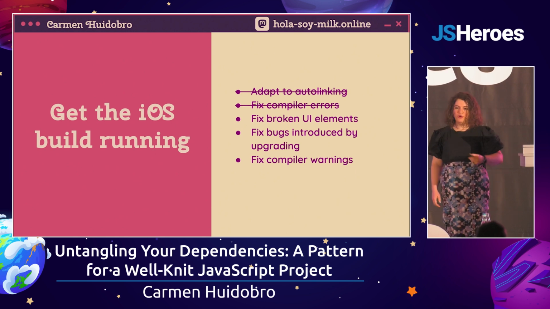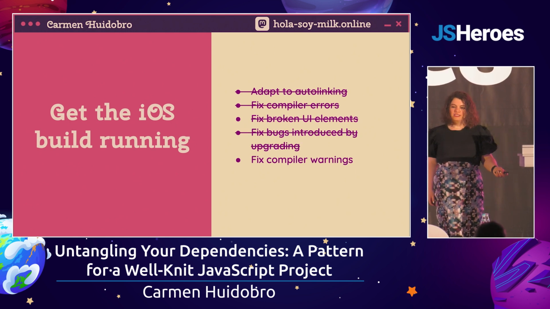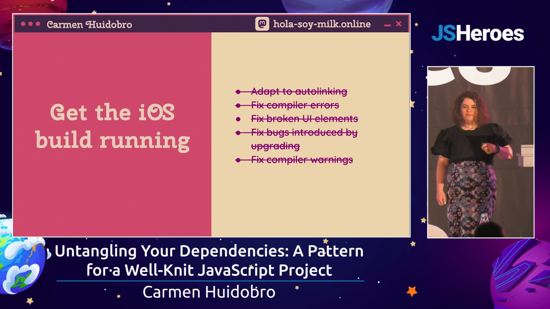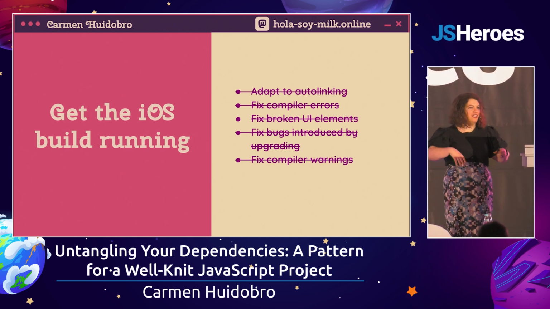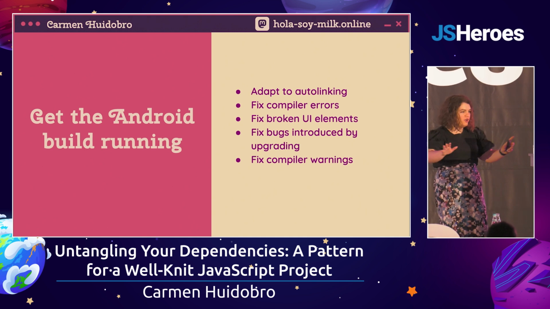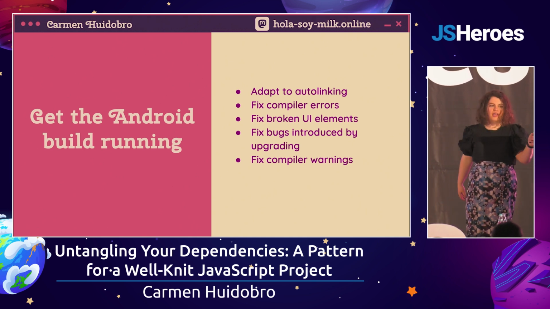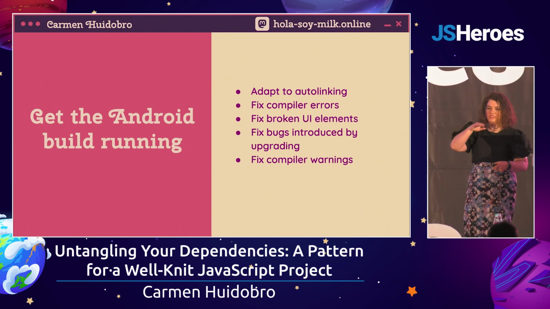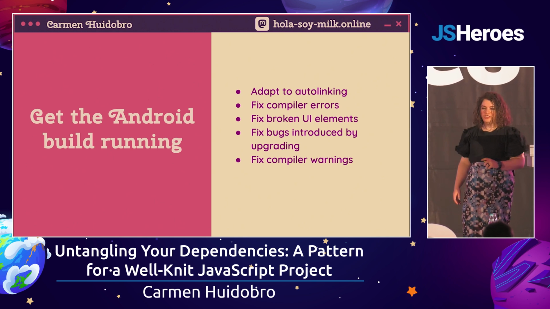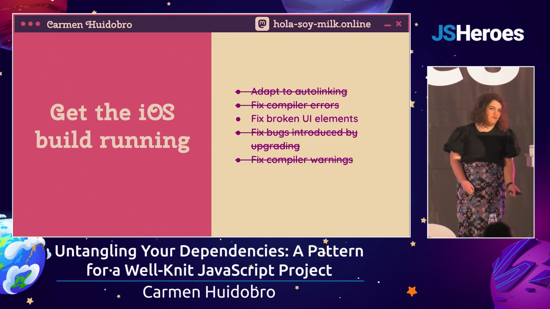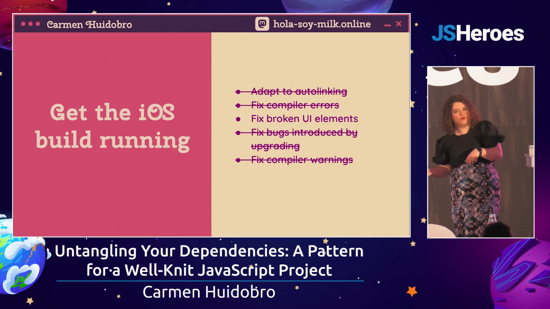Fix compiler errors, broken UI elements, bugs introduced by upgrading, fix the compiler warnings, all well and done. I'm done. It runs on iOS. I'm happy. Move on to Android. Forget about iOS, now I'm focused on Android. And I do that same thing over time. Tick, tick, tick, all done. And then I'm like, cool, ready to release. Just going to do a quick check on iOS. And through fixing Android, I broke iOS again.